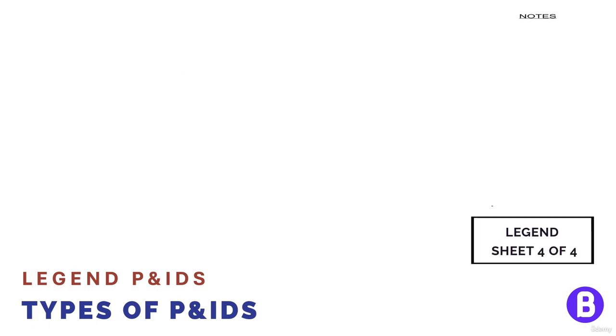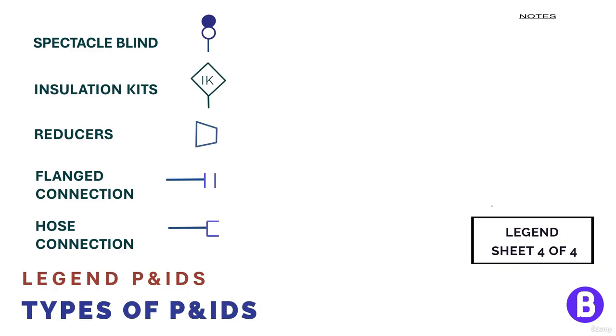For fittings and connections, this can be a spectacle blind, a strainer, or a removable spool. This shall be a flanged connection or a hose connection. We also show the line number format in the legend P&IDs. We have shown an example of how this format works in a previous video. You can check it if you like.